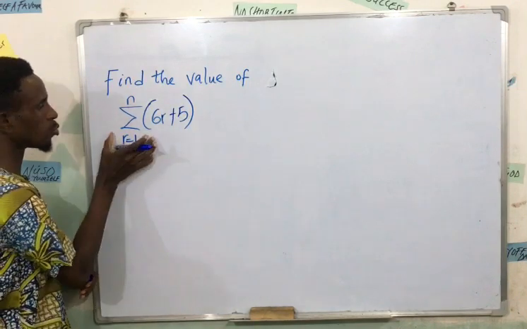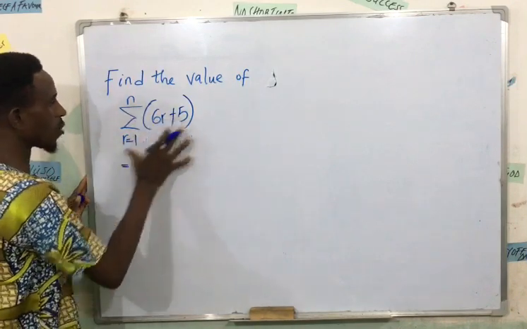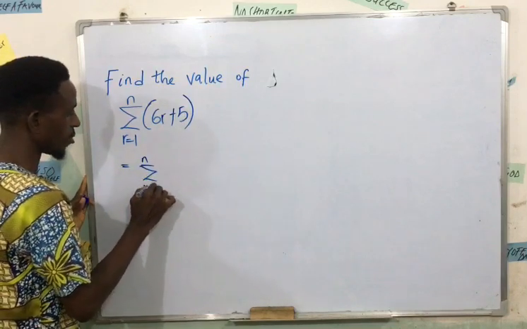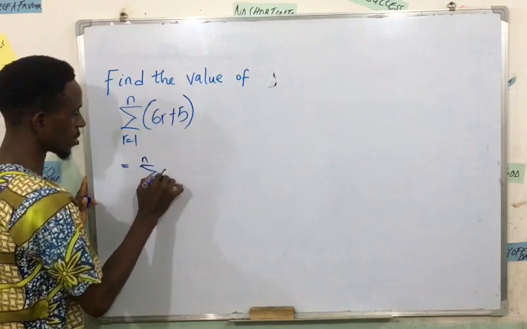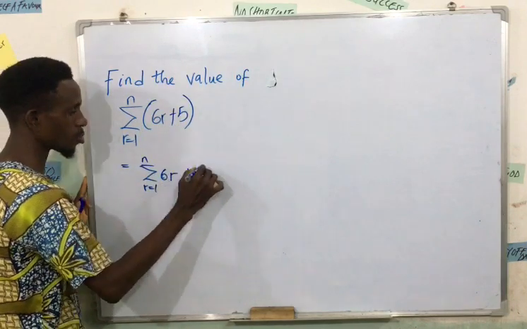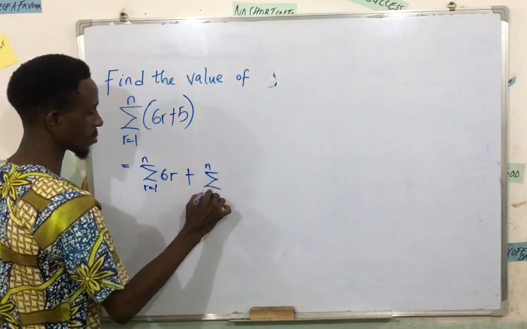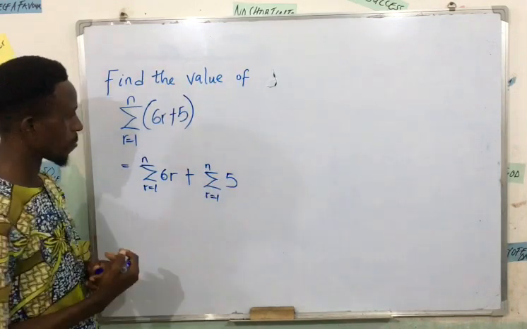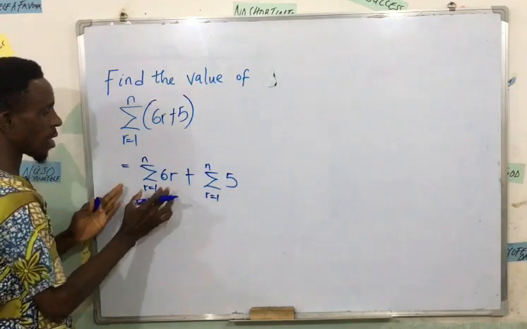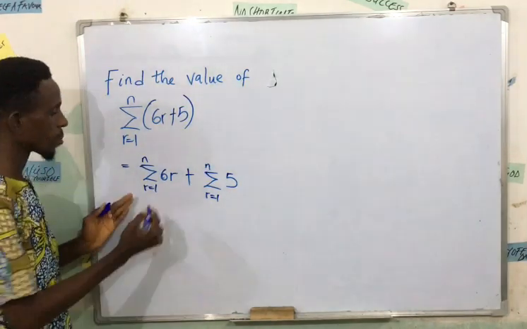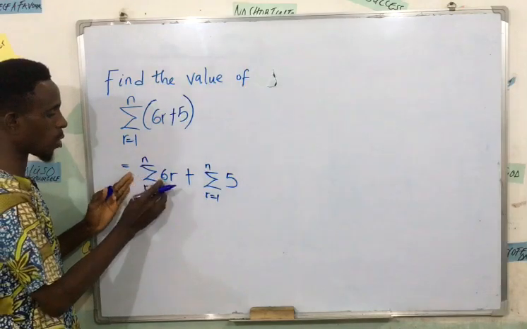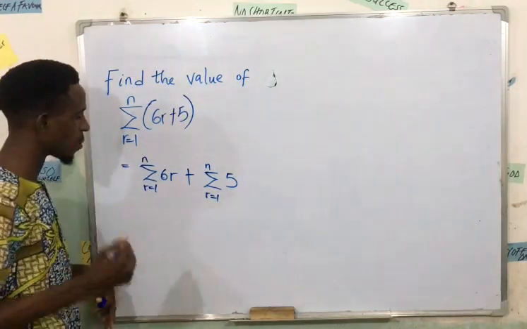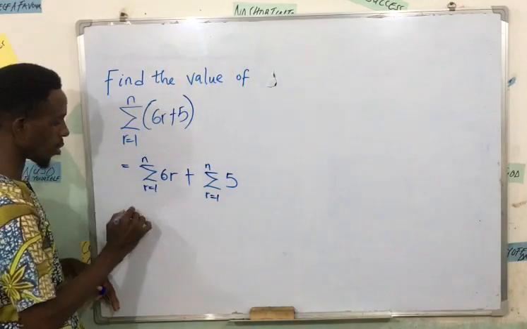It's going to be equal to, each of them will have their own value. So I have the sum from r equals 1 to n of 6r, plus the sum from r equals 1 to n of 5. You see, I have this now. Then from one of the rules of sigma, this 6 will come out because it is a constant. It's one of the manipulating rules of sums. 6 will come out because it's a constant.